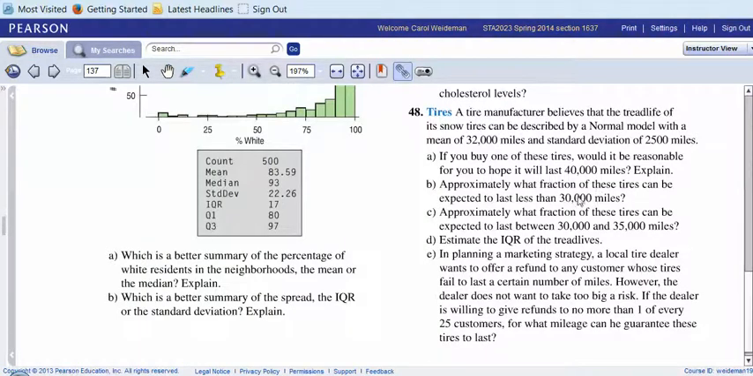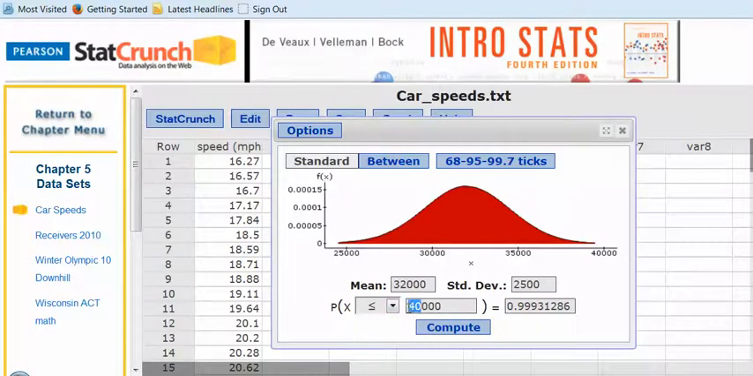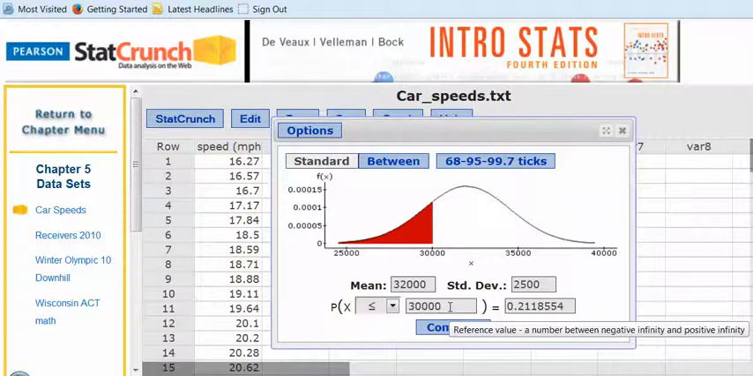Approximately what fraction of tires can be expected to last less than 30,000? Okay, so now we want to go less than, and we want to put in here 30,000. And so about 21%, 21.2% of tires are going to wear out at 30,000 miles or less.